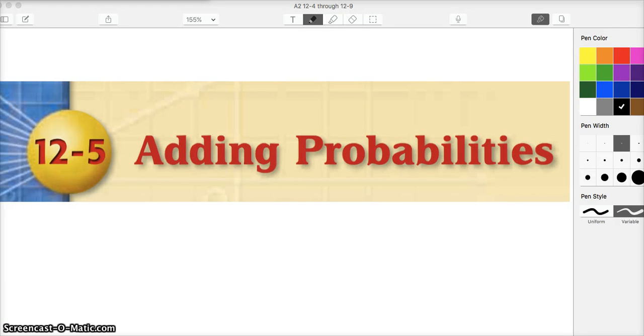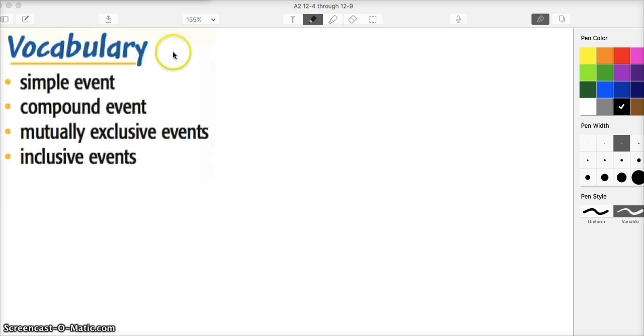Hi, Algebra 2 friends. Here we are in Chapter 12. We're looking at adding probabilities. The first thing we're talking about today is the idea of a simple event.